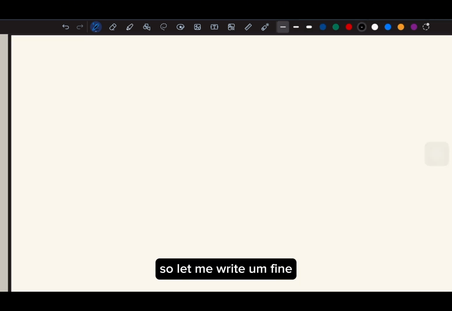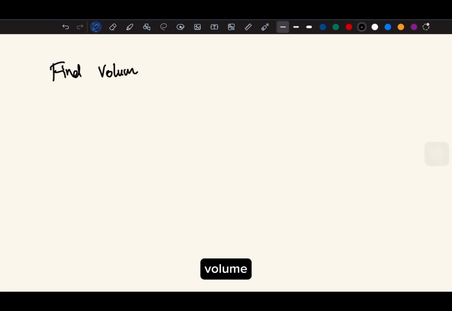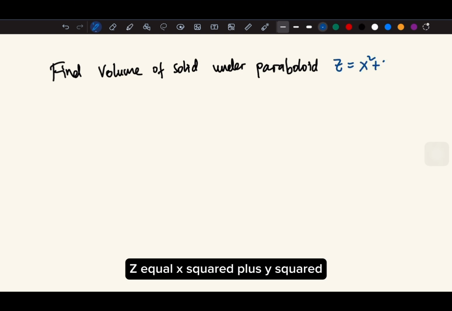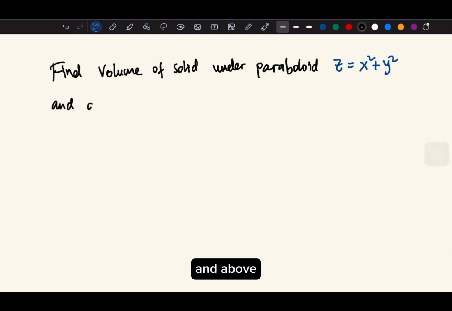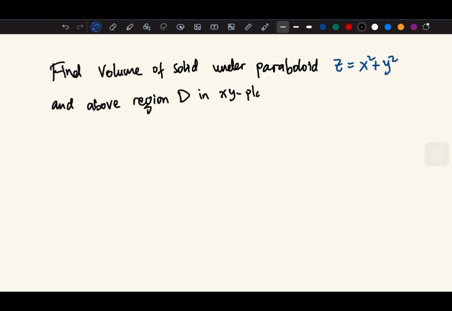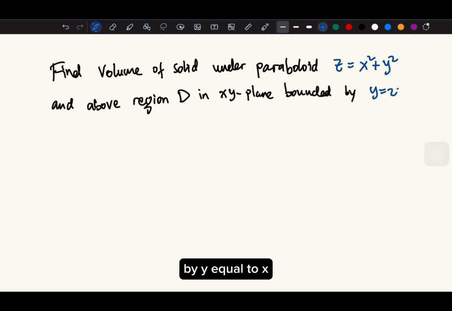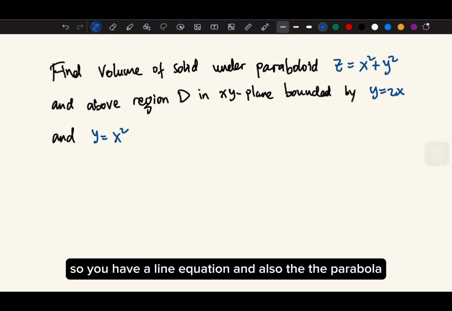Let me write: find the volume of the solid under the paraboloid z equals x squared plus y squared, and above the region D in the xy plane, bounded by y equals x and y equals x squared. So you have a line equation and also the parabola.